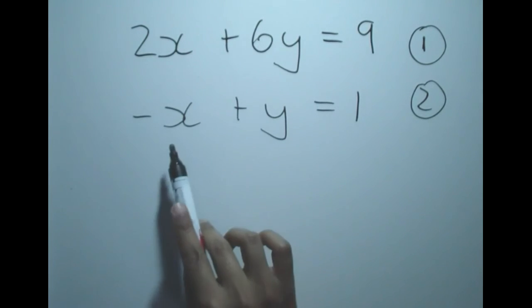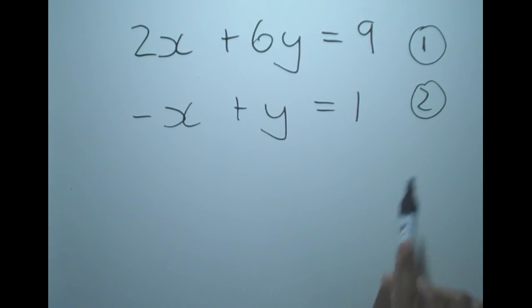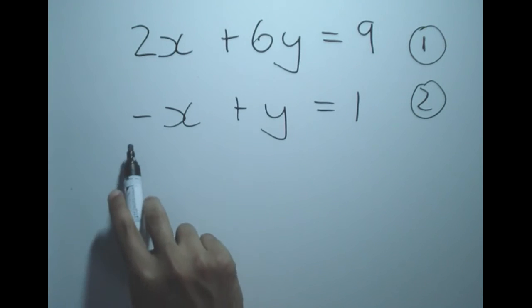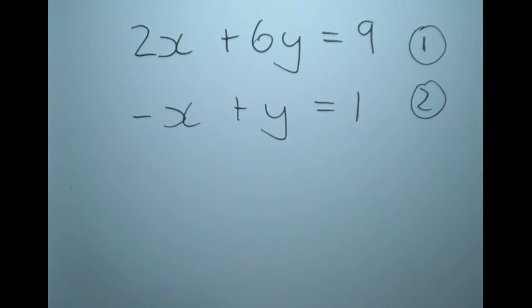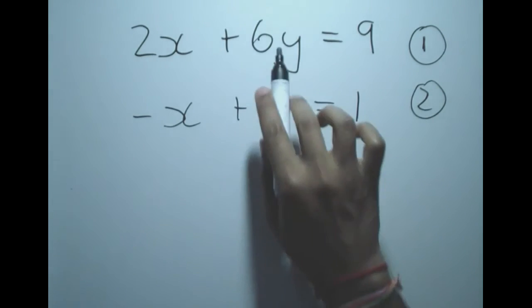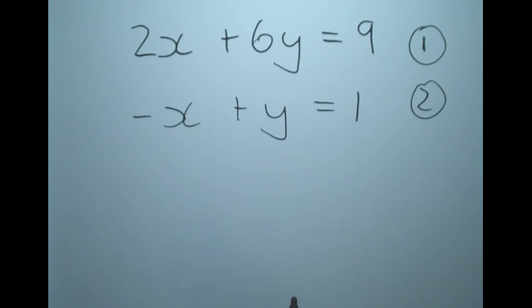If I manipulate this, I can make the x's the same or I can make the y's the same. To make the x's the same, I'd have to multiply the whole equation by 2. And then I end up with a minus 2x here, which I can cancel with that positive 2x. Or, if I wanted the y's to cancel, I would have to multiply this whole equation by 6, so that I'd have a 6y here to cancel with that 6y. So I'm going to cancel the x's away, so I'm going to multiply this whole equation by 2.